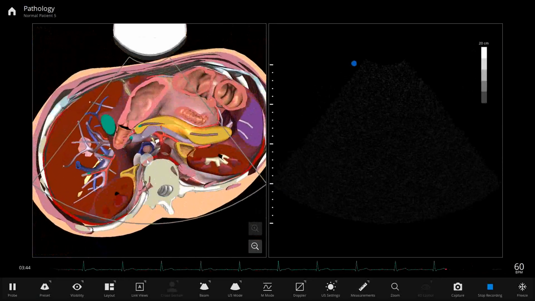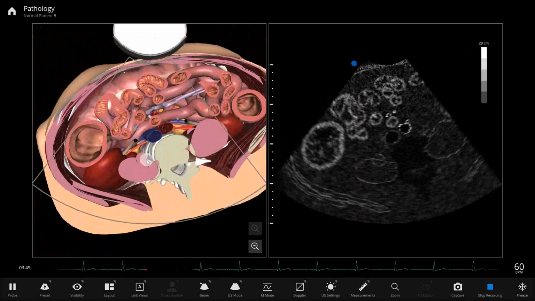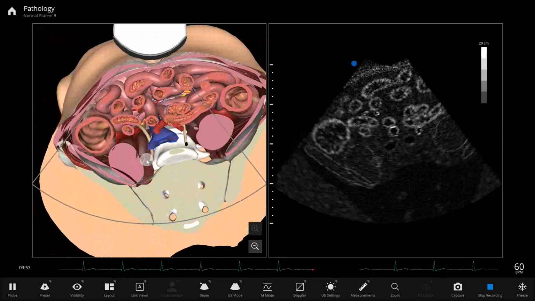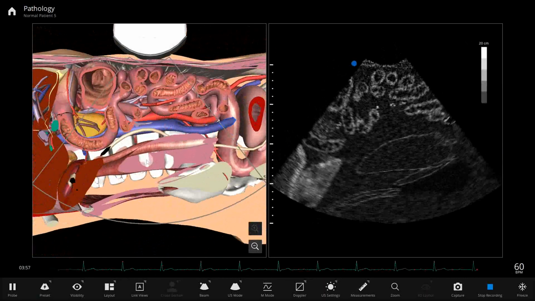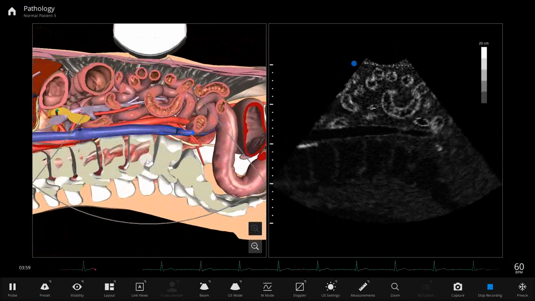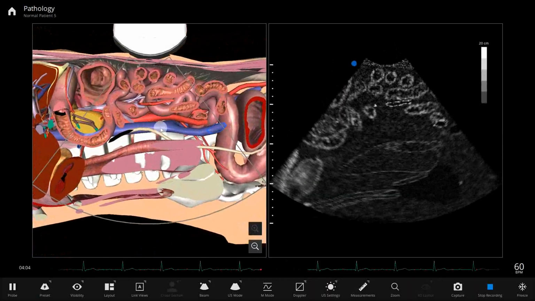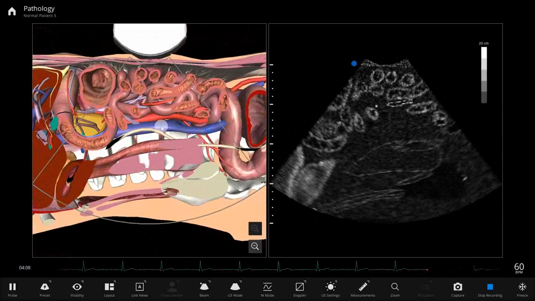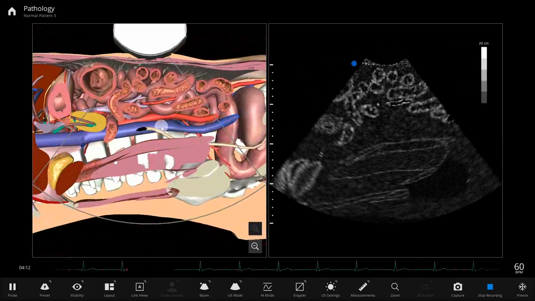Now, a couple other things to keep in mind. The gonadal veins do also run back to the IVC. The right gonadal vein is going to run directly into the IVC. Let's see if it's even visible here. I do not see it, okay? But the right gonadal vein is going to run right into the IVC. On males, this will be the right testicular vein. On females, it'll be the right ovarian vein.